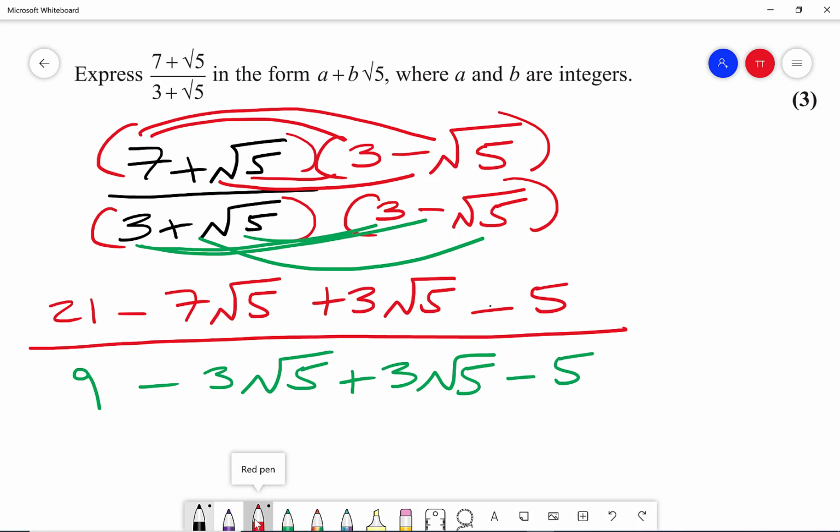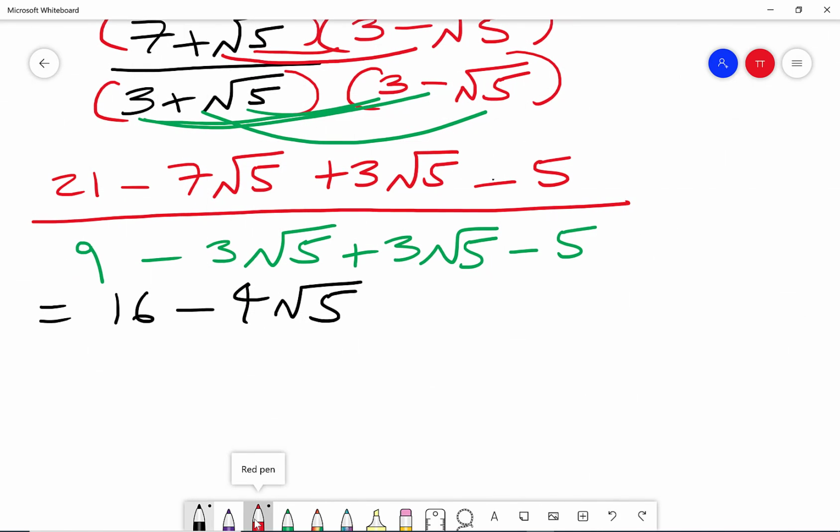Then we end up with the following. 21 minus 5 is 16. Minus 7 root 5 plus 3 root 5 is minus 4 root 5. And then the denominator will give me, well, minus 3 root 5 plus 3 root 5, they simply cancel out anyway. So 9 take away 5 is simply 4.